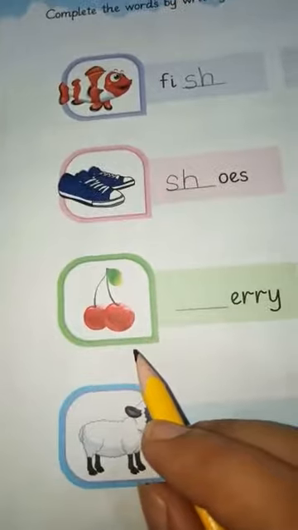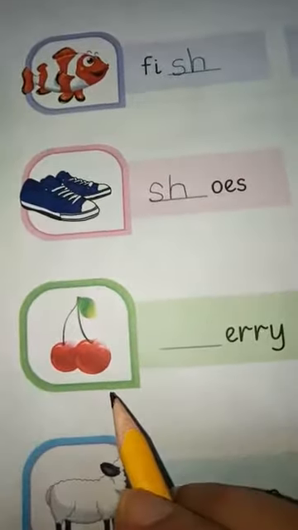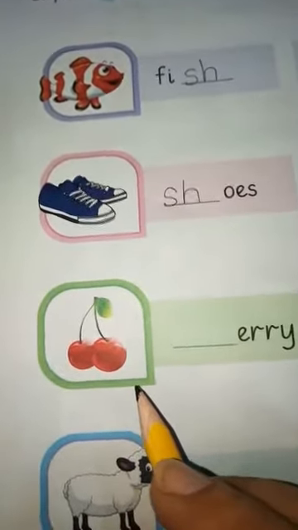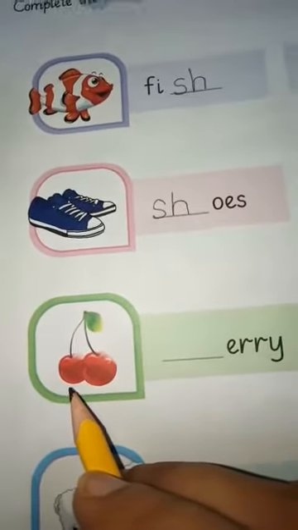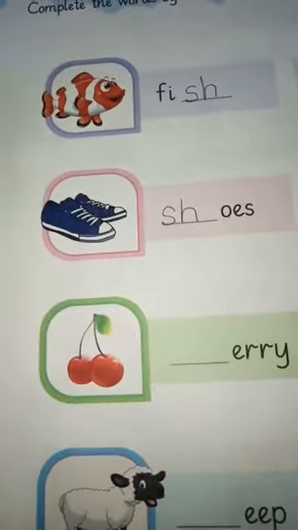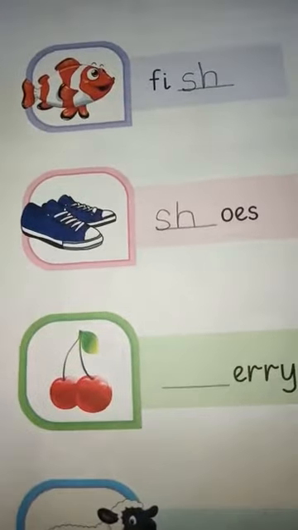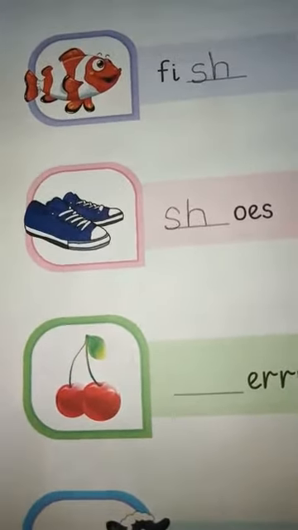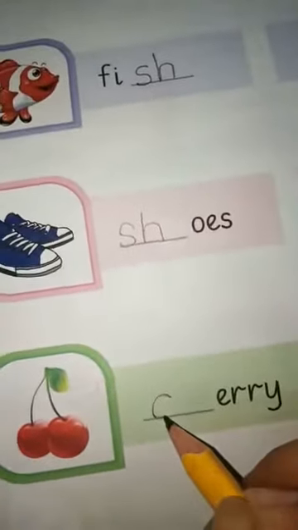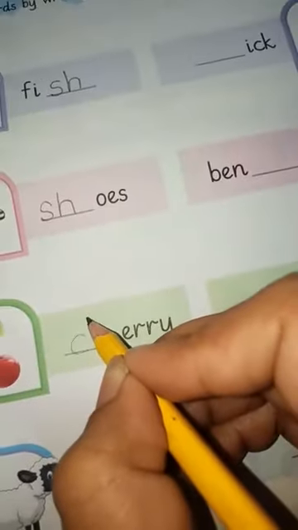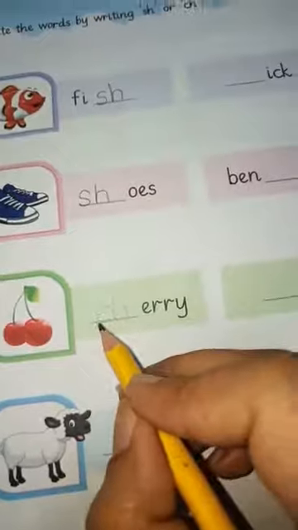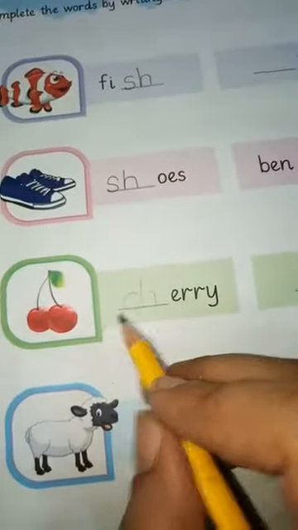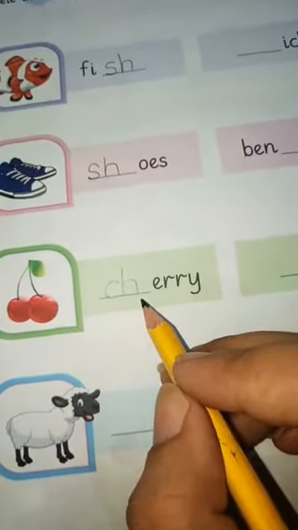Now come to the next picture and what is this? Yes, it's so yummy in taste. And what is this? Cherry. Yes, cherry. Can you tell me what's the beginning sound of cherry? Yes, cherry. So write ch in the blank. The beginning sound of cherry is ch.